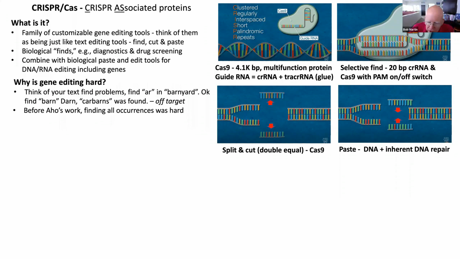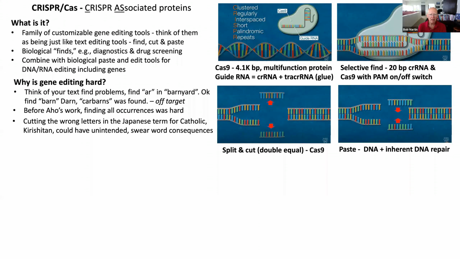Before Al's work, which he described in his great lecture, when we would try to find words in text, it was really very, very hard, and we missed them. That happens with CRISPR as well. If you cut the wrong letters, which happens, if you think of the Japanese term for Catholic, you could have some unintended swear words, some wrong things could happen. If you changed a single letter in shot to eliminate gun violence, you might get rid of shoot in the arm or shot in the arm, which we wouldn't want to do. So there could be unintended consequences.